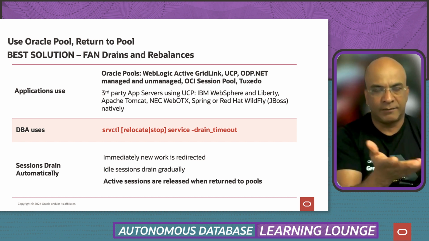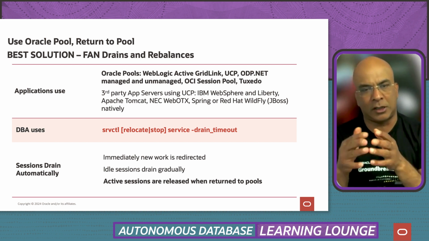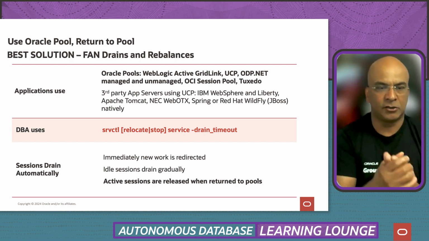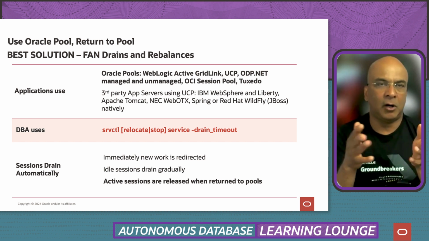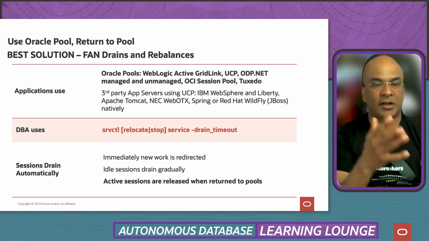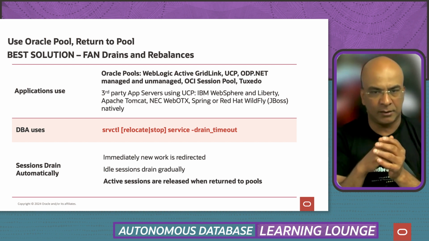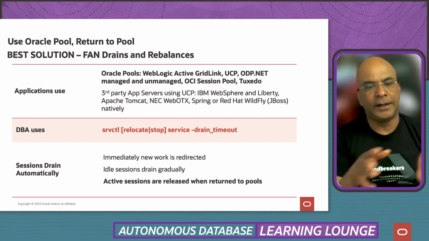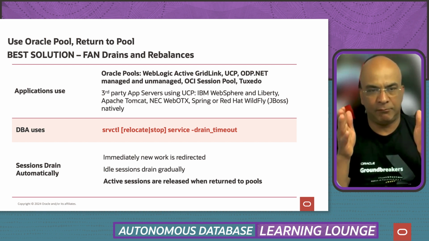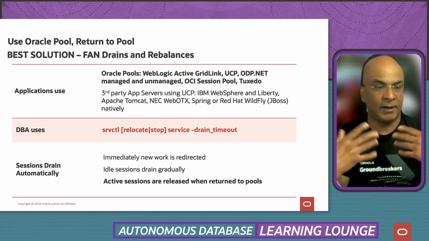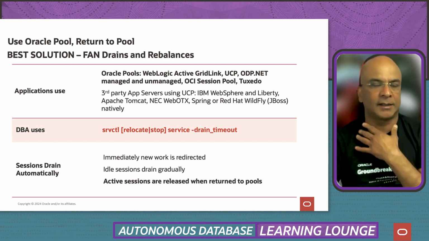DBAs in a typical world would use relocate and sysctl, as I said, but in autonomous we understand you don't have access to the command line and sysctl commands, so we provide you with the DBMS app cont procedure so you can manage it yourself. Once you do this, these sessions are drained automatically after the commits. All new session or connection requests go to the other instance, idle sessions are also redirected, and eventually we are able to provide what we intended, which is essentially a no-impact planned maintenance activity.